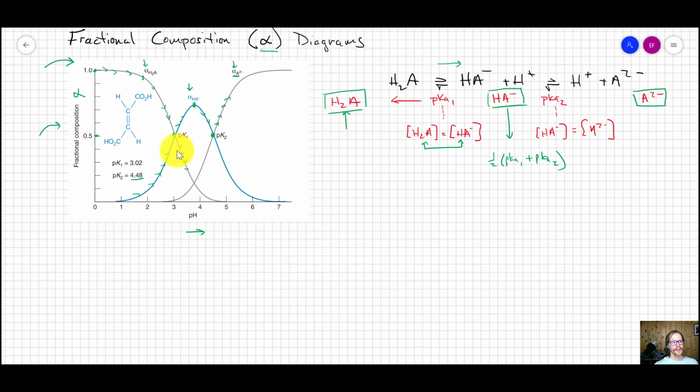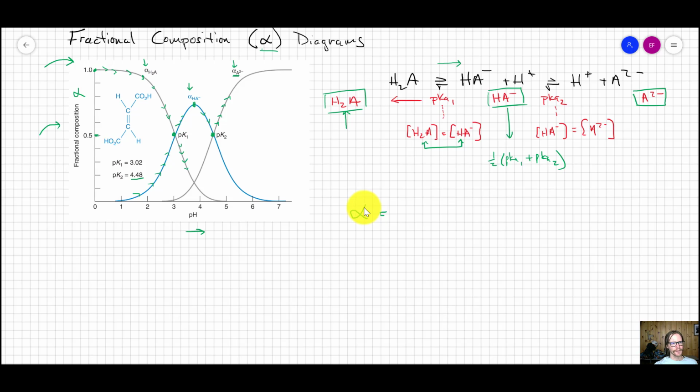Just to reiterate, the alpha here is the fraction of the entire solution that that particular species comprises. And so we could write that out as alpha being equal to, maybe this is H2A, the concentration of H2A divided by what we consider to be the formal concentration.